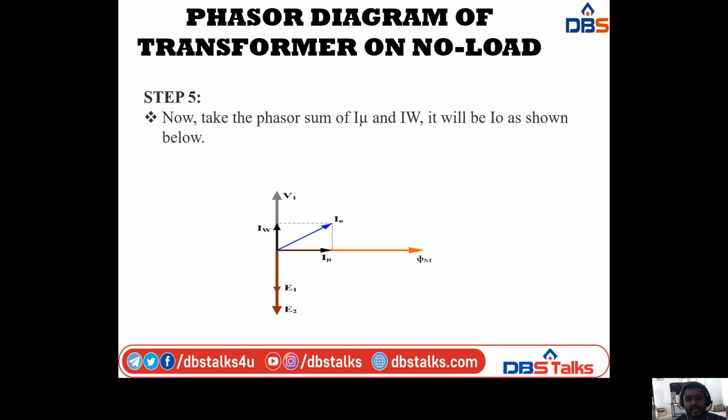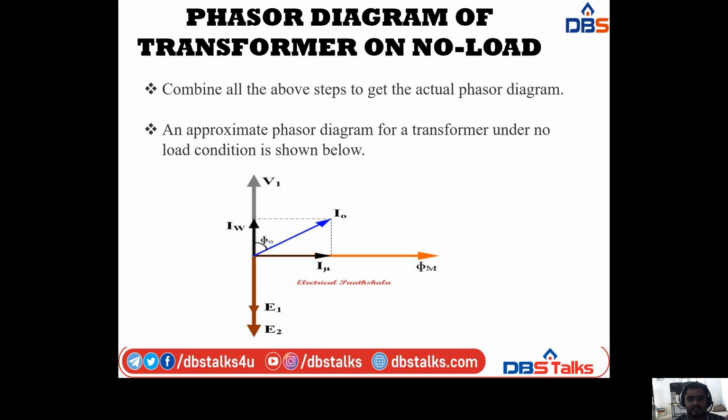So this is the final diagram we have. Combine all the above steps, that is, all 5 steps combined to get the actual phasor diagram. An approximate phasor diagram for a transformer under no load condition is like this. Here the angle between IW and I naught is phi naught.